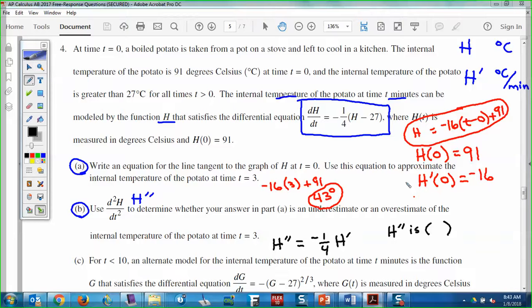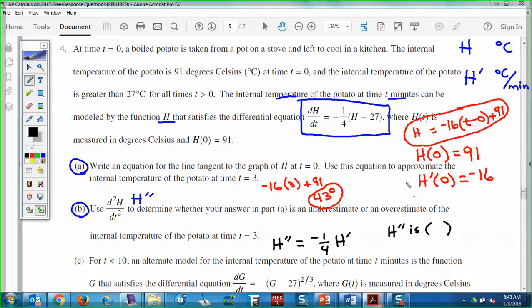So it says, write the equation of the tangent line to the graph of h at t equals 0. So anytime it says that, you need a point and a slope, right? What's the point going to be? h of 0 equals 91. And the slope will be h prime of 0, right? Equals what? What'd you get? Negative 16.